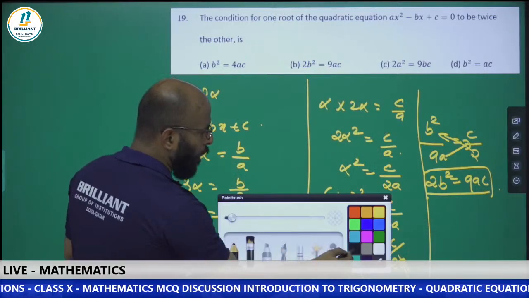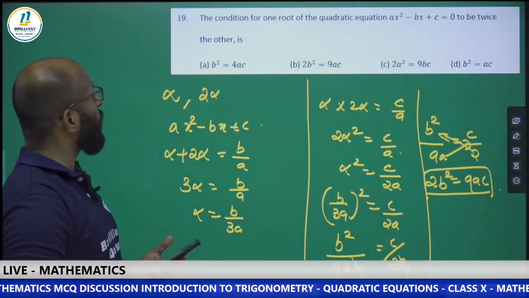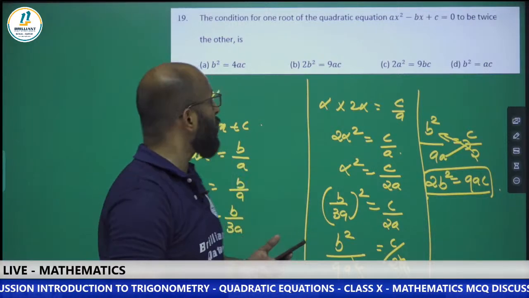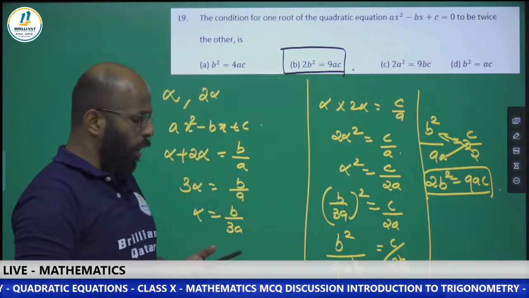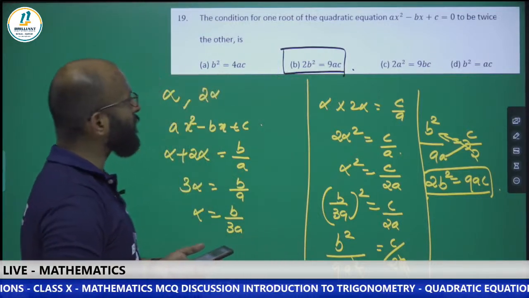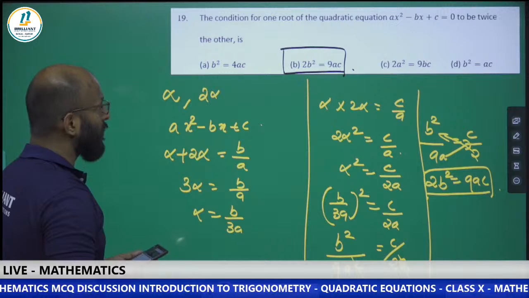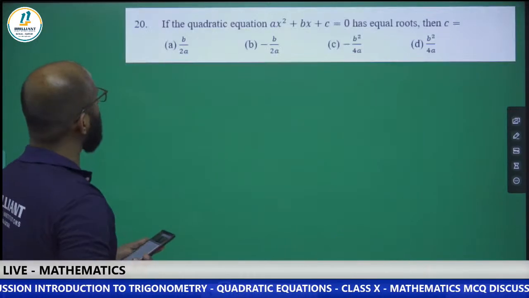Now we can check which option is that one. Yes, b square is equal to 4ac is not it; we have 2b square is equal to 9ac. So option B is the right answer. So we are moving to the last question.